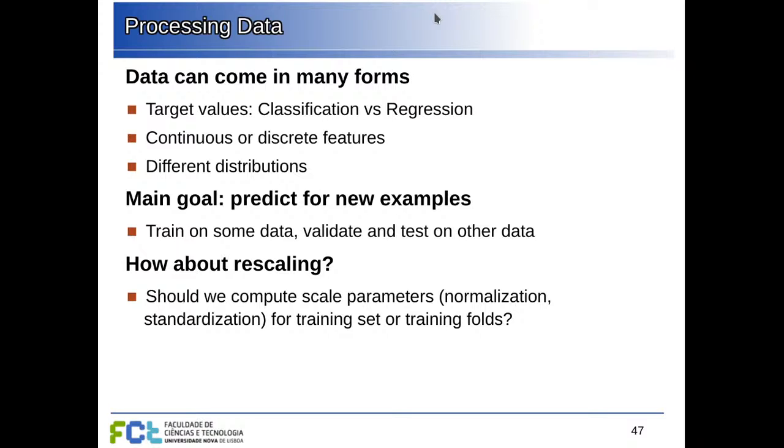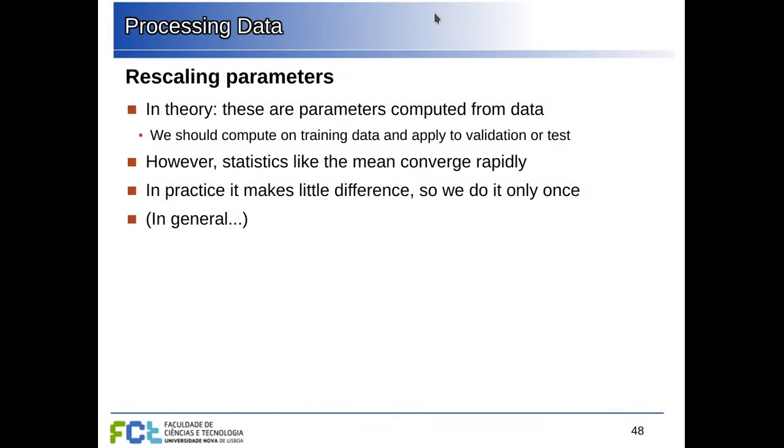But the question is, how should we do this? Should we do this on the training set or each training fold, and then apply the same rescale parameters to the test and validation sets? Or can we do this on the whole set once and not bother doing this again? So in theory, these are parameters that we are computing from the data. So we really should, at least theoretically, compute these parameters only on the training data, and then apply the parameters on the test or validation data.